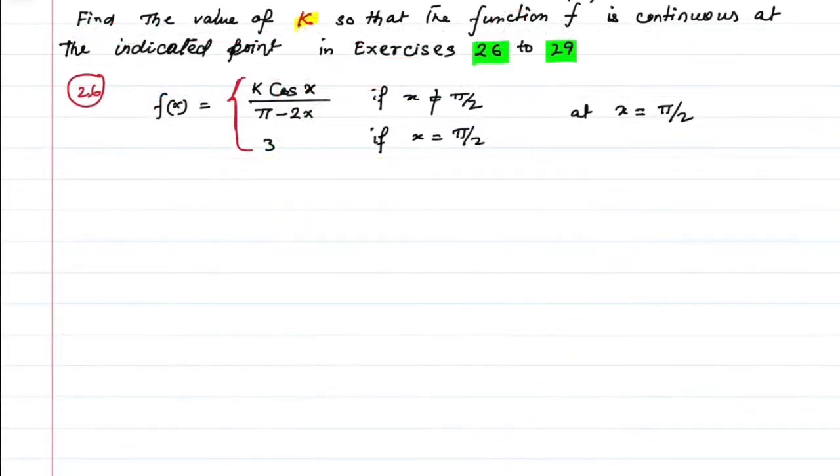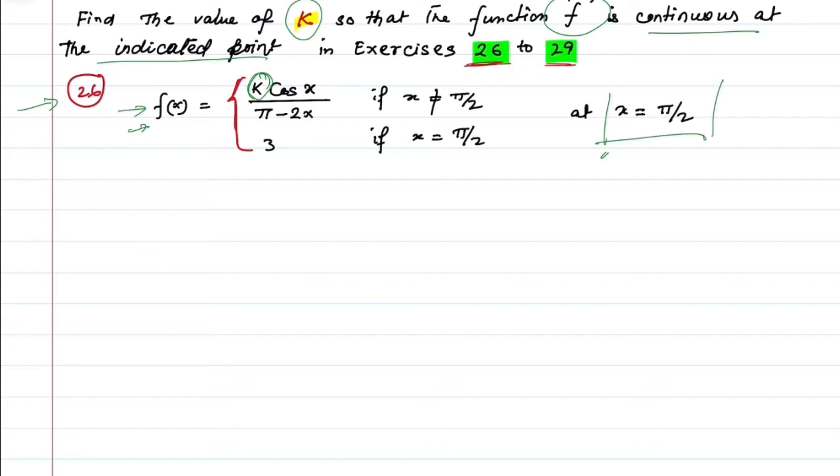So, here you see from question number 26 to 29, we need to find the value of k, so that the function f is continuous at the indicated point. This is question number 26, this is f of x, and for this function we need to find the value of k such that f is continuous at x is equal to pi by 2. Here the point indicated is x is equal to pi by 2.